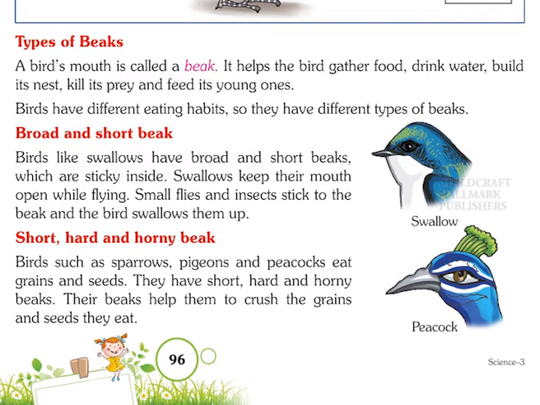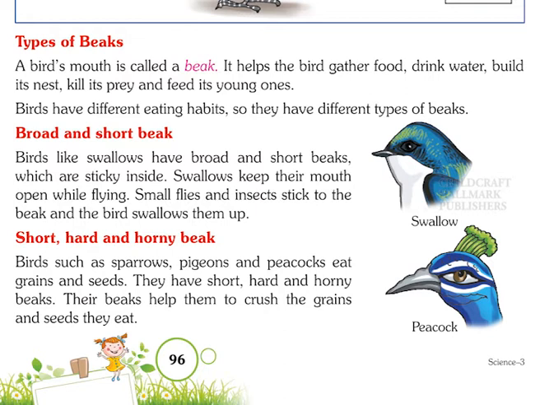Types of beaks. A bird's mouth is called a beak. It helps the bird gather food, drink water, build its nest, kill its prey, and feed its young ones. Birds have different eating habits, so they have different types of beaks.